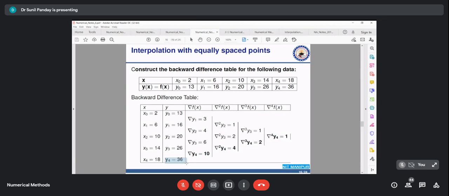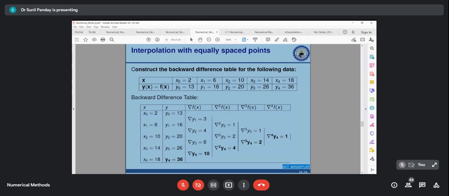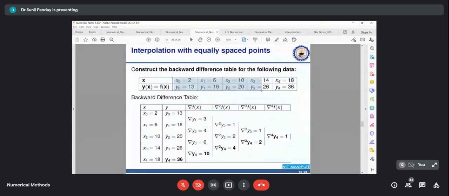So it is y4, then delta of y4 is important to us, delta 2 y4, delta 3 y4, and delta 4 y4. So in backward difference tables, these values are important to us. And if I have the same data and calculate the forward difference table, the values remain the same: 13, 16, 20, 26, 36, 3, 4, 6, 10, 1, 2, 4, 1, 2, and 1.